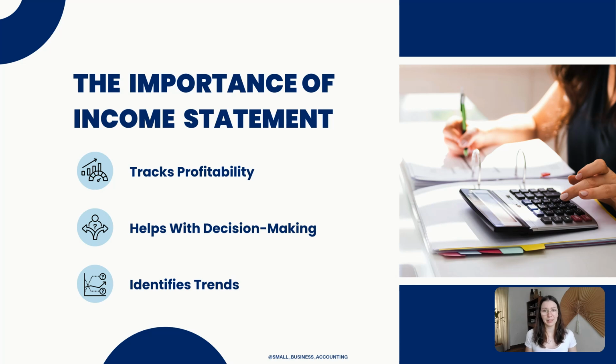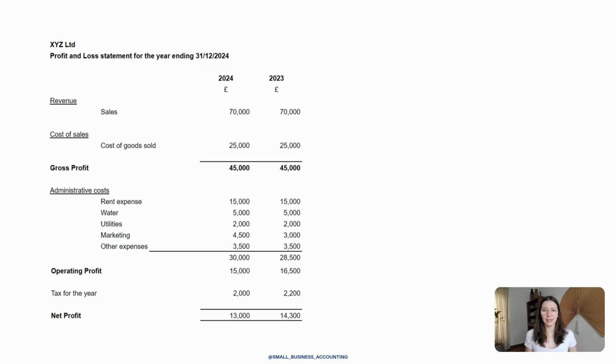So, how do we read the income statement? Let's take a real life example to see how useful the income statement can be in decision making. Imagine you run your own retail clothing store and you just reviewed your income statement for the last year, and here's what it shows. At first glance, you're making a profit of 13,000, which seems good, but when you dig deeper, you notice that your marketing expenses have increased 30% from the previous year.